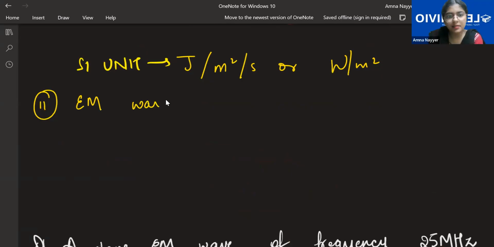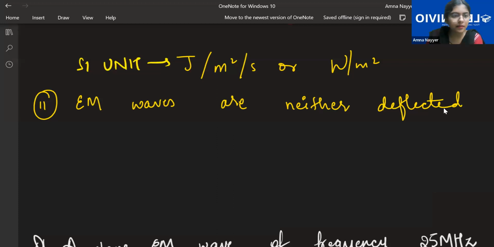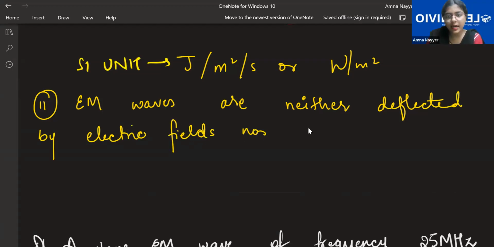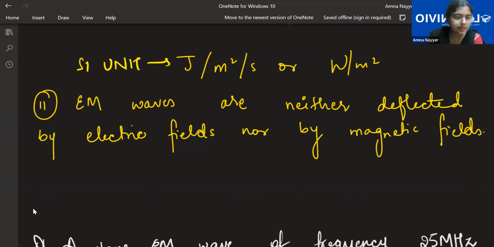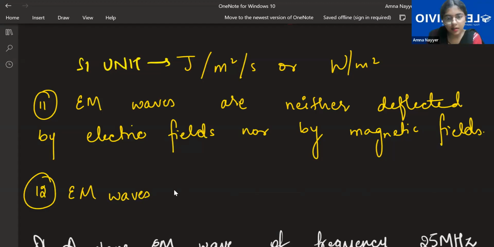EM waves are neither deflected by electric field nor by magnetic fields. Okay. And one more last property for this is that EM waves obey the principle of superposition.